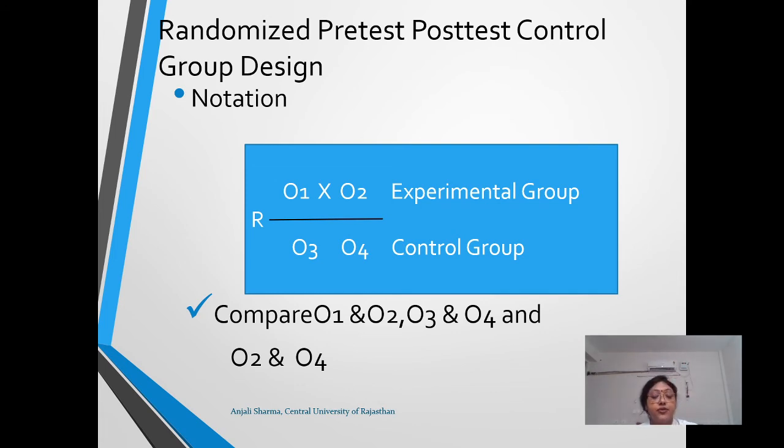Then we carry out the intervention, but we leave our control group as it is. At the time of the post-test in the experimental group, at the same time we administer the post-test in the control group also. Then we compare O1 and O2, and O3 and O4, and also O2 and O4, to see the impact of the intervention. The same design exists in quasi-experimental research too, but the only difference is the randomization.